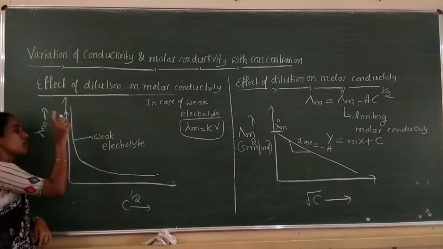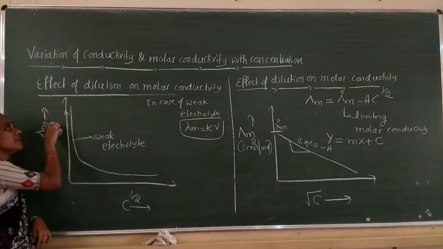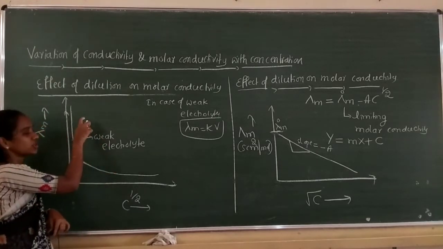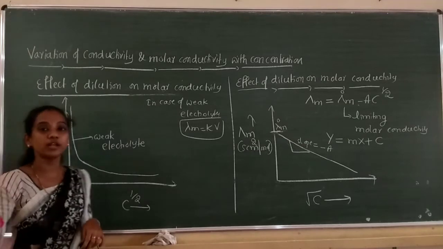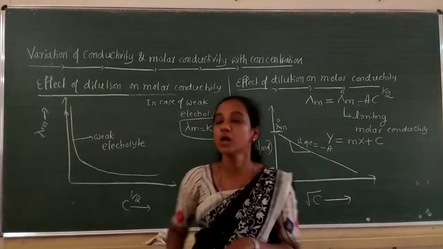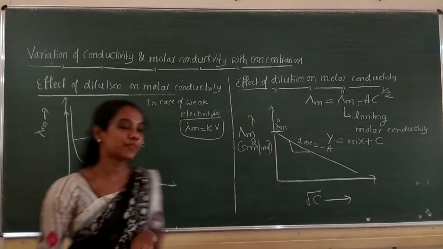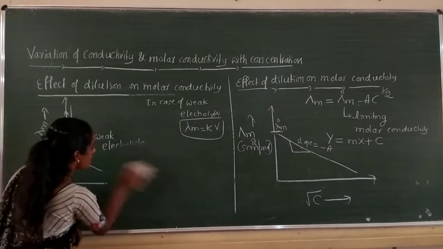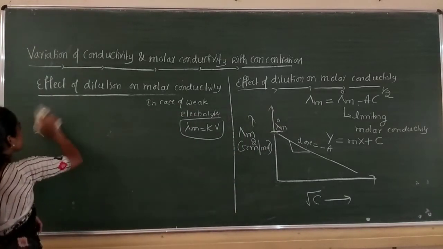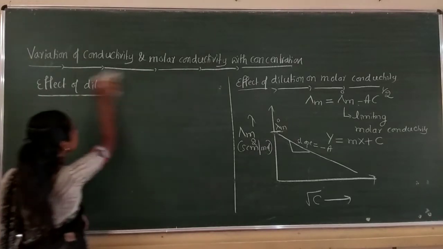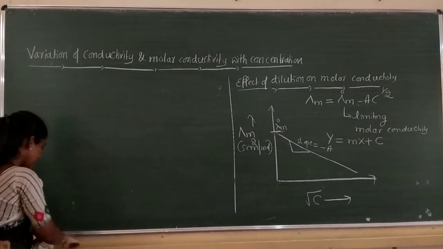Okay, so in order to calculate the limiting molar conductivity lambda m naught for weak electrolytes, we need to go for one very important law that is called Kohlrausch law of independent migration of ions. So what is that law? It is Kohlrausch law of independent migration of ions.